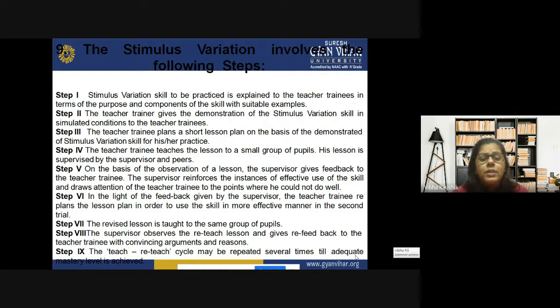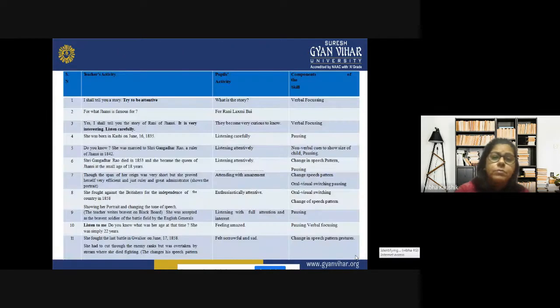Step 9. The reteach cycle may be repeated several times till an adequate mastery level is achieved. This means that the cycle of reteach and re-feedback will continue till the student is able to achieve mastery over that particular concept.